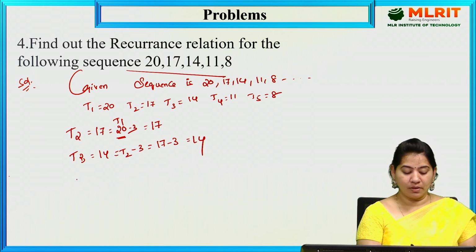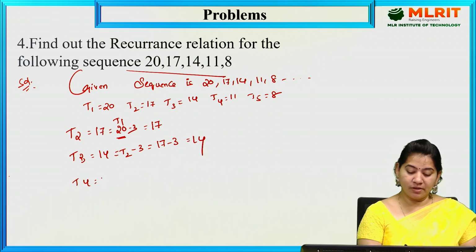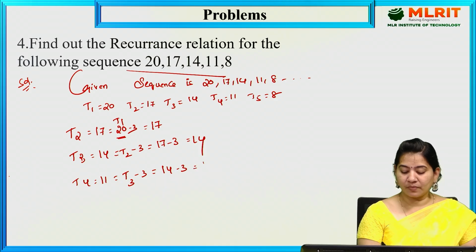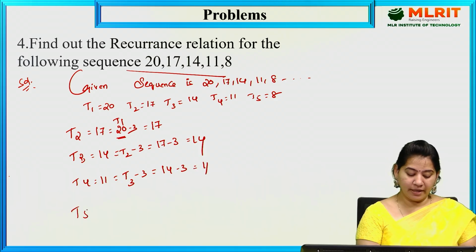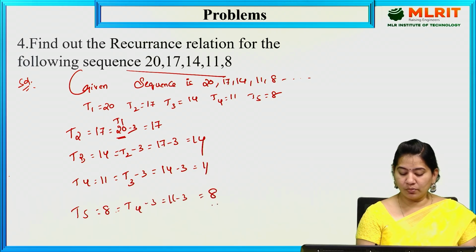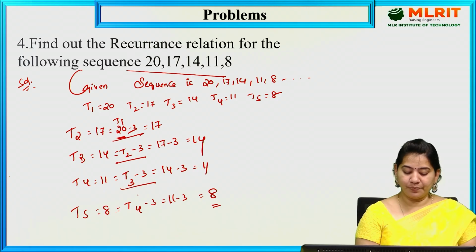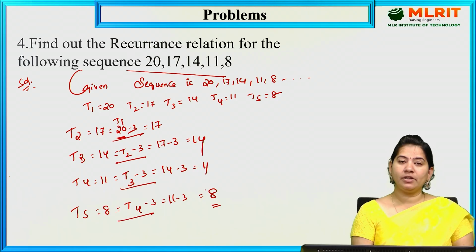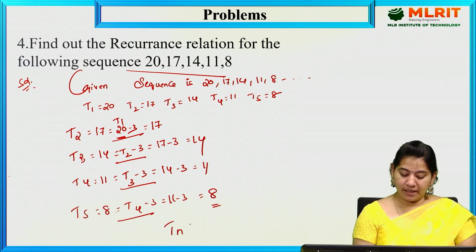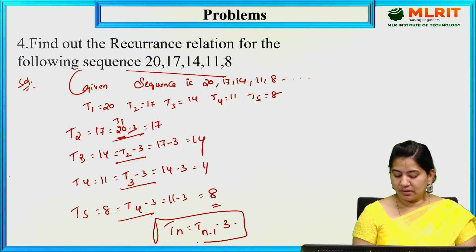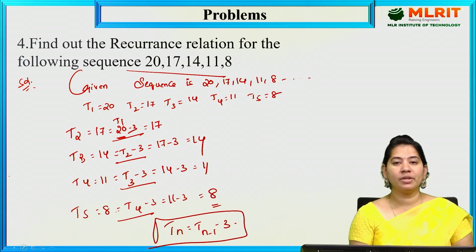14. So in the same way, T4 is what here? 11. So T3 minus 3, what is T3 here? 14. 14 minus 3 is 11 here. So next T5, 8. T4 minus 3, which is nothing but 11 minus 3 is equal to 8. So now if you observe, we are getting T1 minus 3, T2 minus 3, like that. So then you will get Tn is equal to Tn minus 1 minus 3. This is the generated recurrence relation from the given sequence.